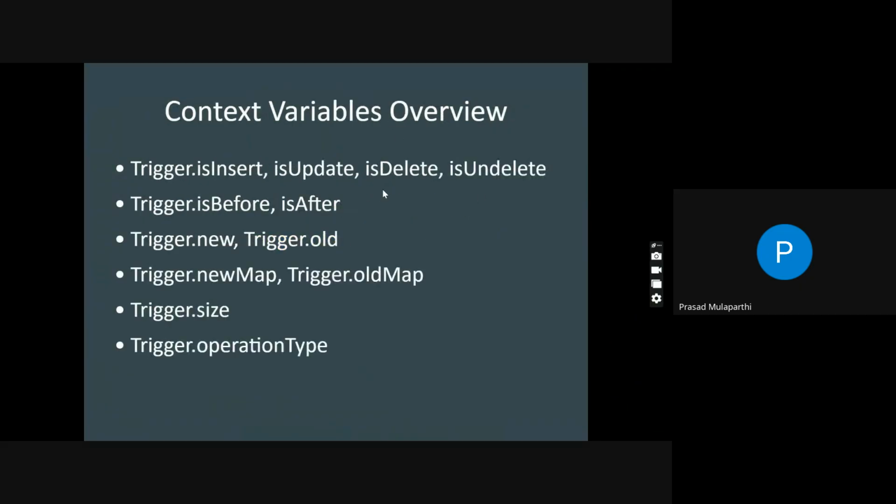These are some of the context variables available in triggers. While writing triggers, we need to take help of all these context variables, each having a separate purpose, which we will discuss while writing the trigger.